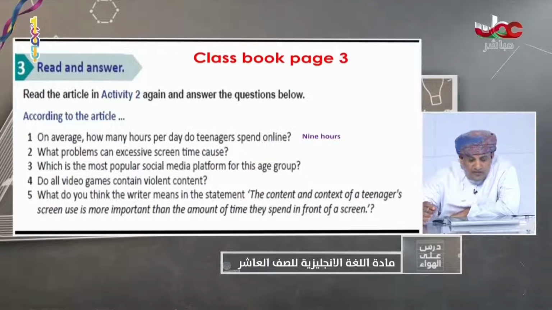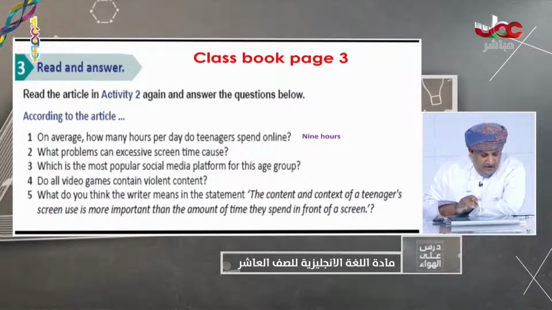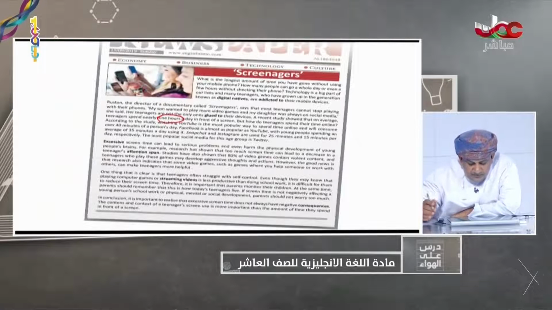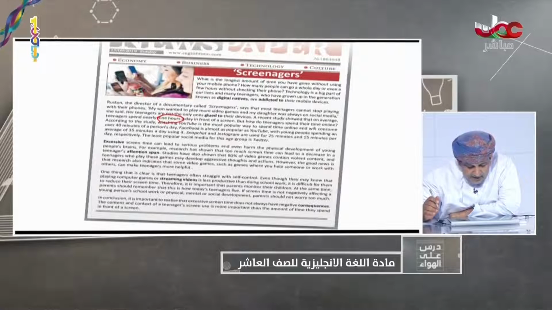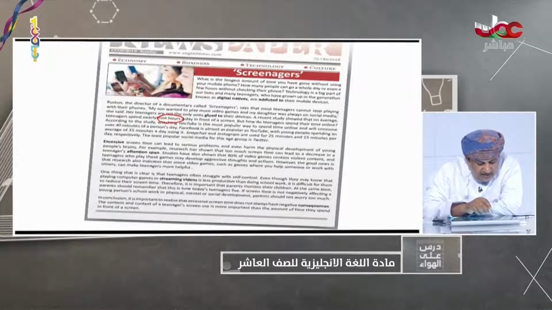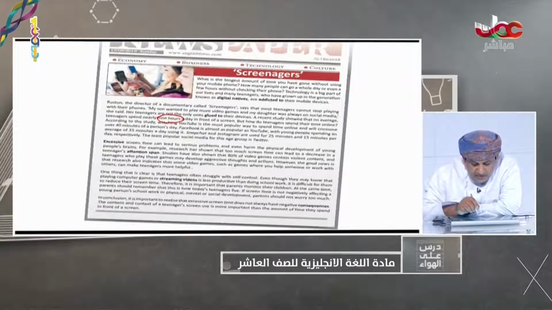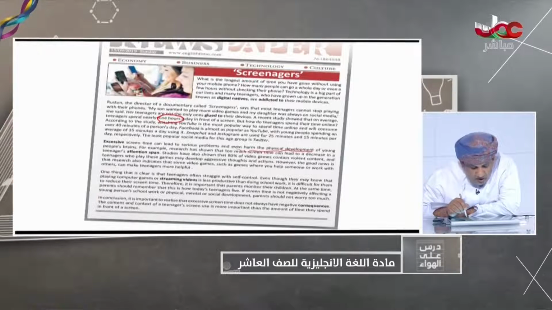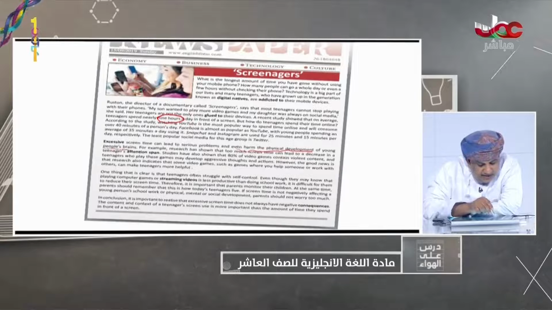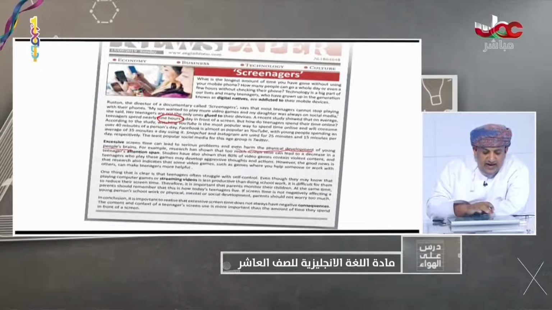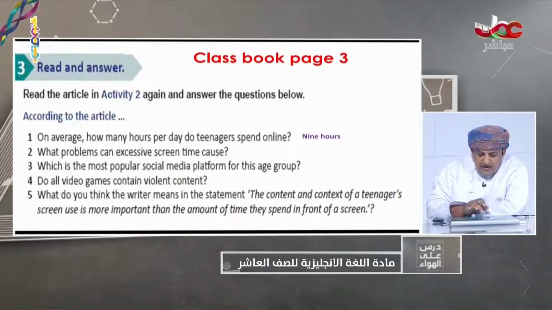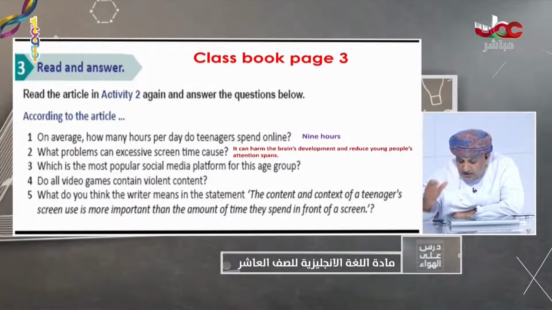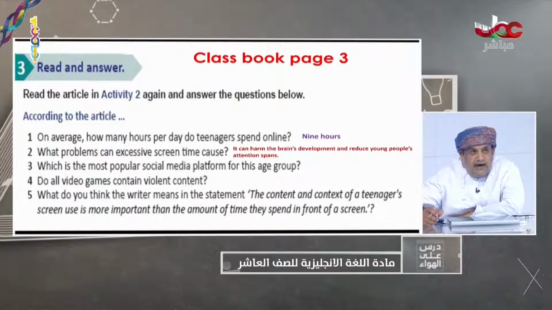Okay, number 2, what problems can excessive screen time cause? What are the problems? So I think the problems should be in paragraph, I think number 2. Yes, number 2. Here the words: excessive screen time can lead to serious problems and even be harmful to the physical development of young people's brains. Also, so let's look for the answer. Yes, it can harm the brain's development and reduce young people's attention span.